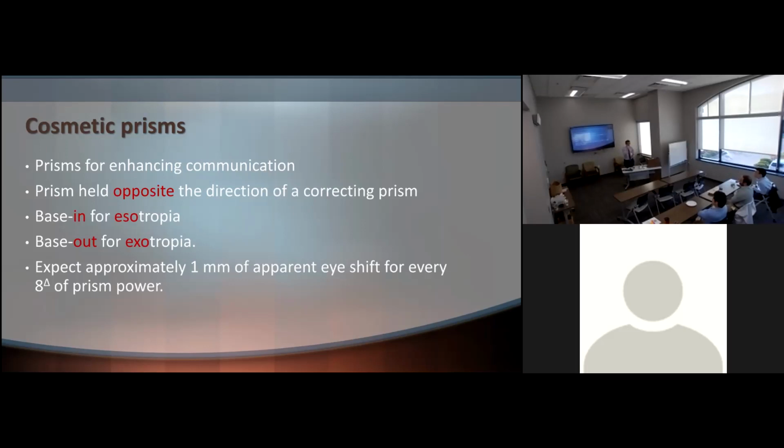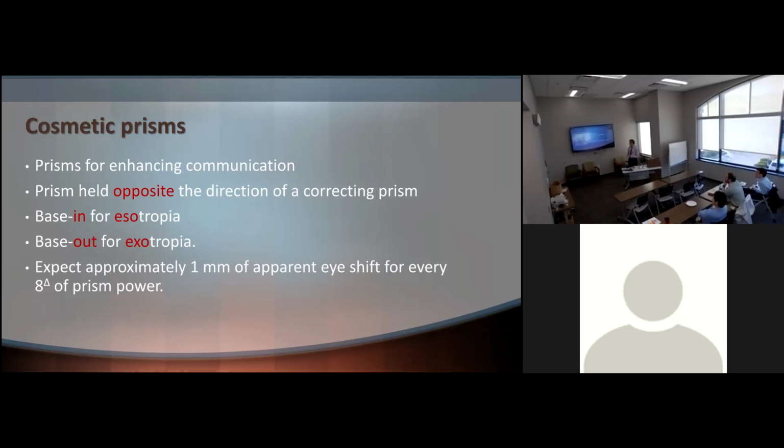I want the viewers to see the eye moving toward the apex of the prism. So I'm going to hold the prism base out, right? So the apex will be toward the nose. So when the viewers look at her eye, they will see the eye going inward, not outward. Makes sense? So this is cosmetic prism. It is not meant to treat diplopia or to correct strabismus. It's meant to reduce the appearance of the strabismus to the viewers by holding the prism in the opposite treatment position, apex toward the nose.